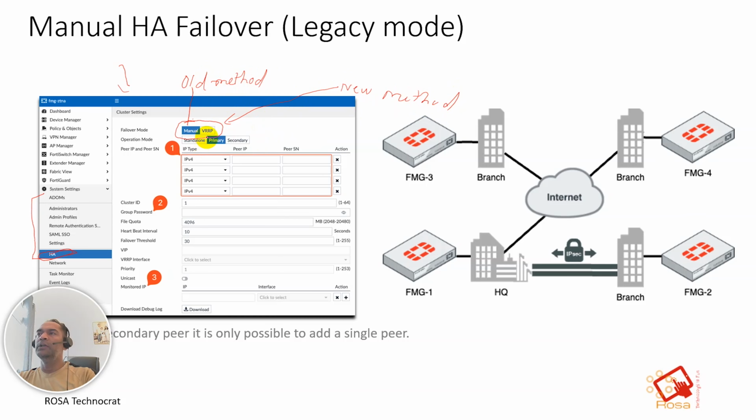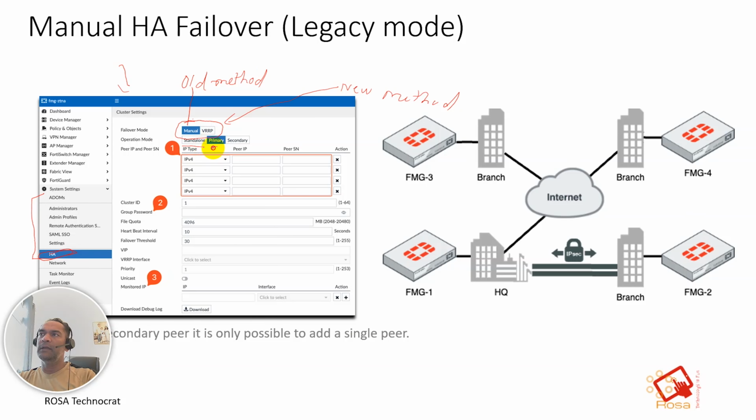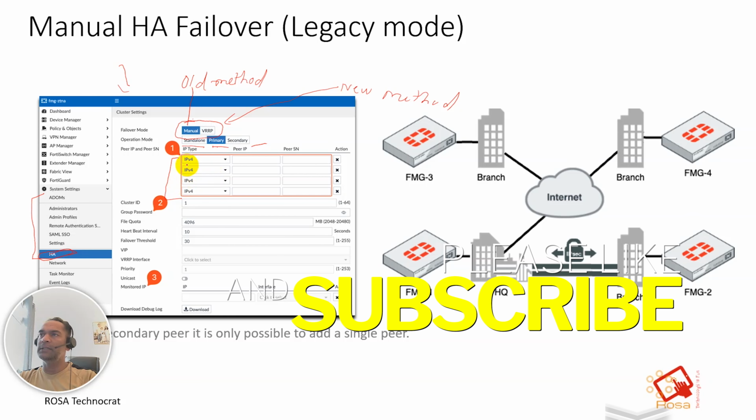When you click on manual failover, you have the option of a standalone box, which means there is no other redundancy, or you can configure it as a primary or secondary. Let's select manual, primary, and you can have 4 peers configured once high availability is configured.